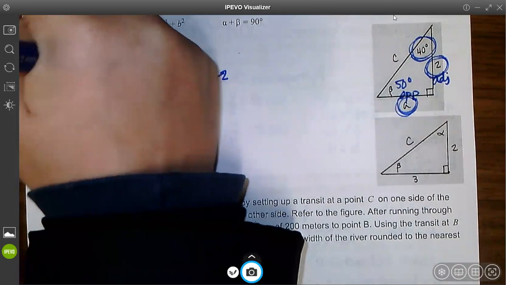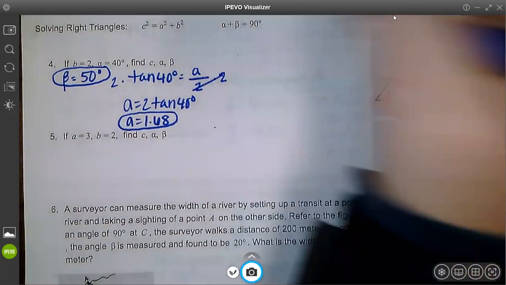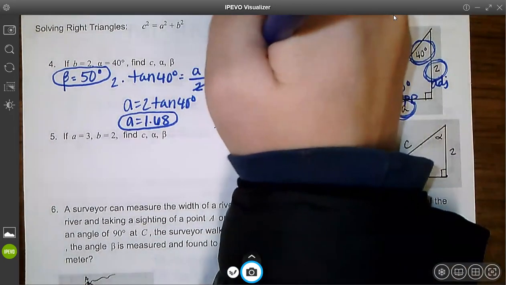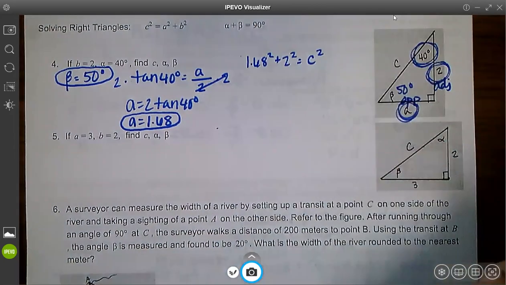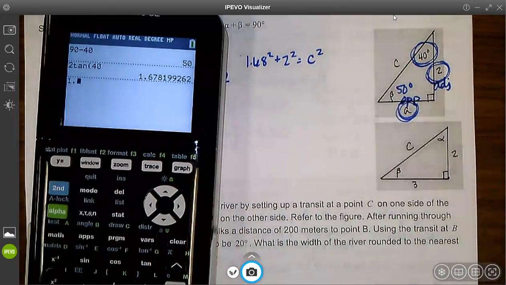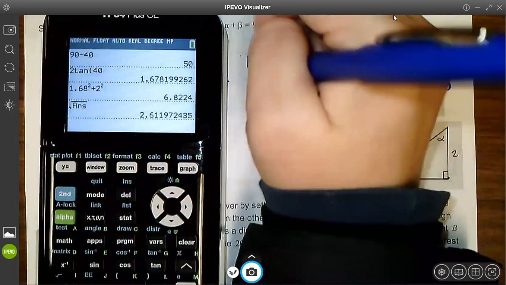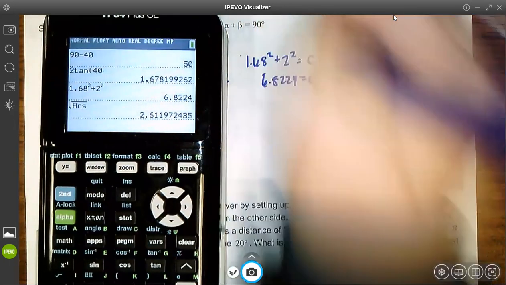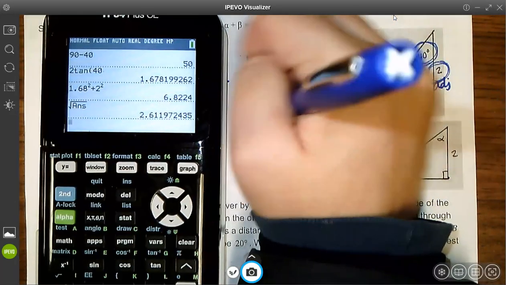You could do a trig function again to find C, or you can use the Pythagorean theorem. So remember that A squared plus B squared equals C squared. So 1.68 squared plus 2 squared equals C squared. And I'm just going to plug this into my calculator and take the square root. So you get 6.8224 equals C squared. Take the square root of that and you get C equals 2.61.